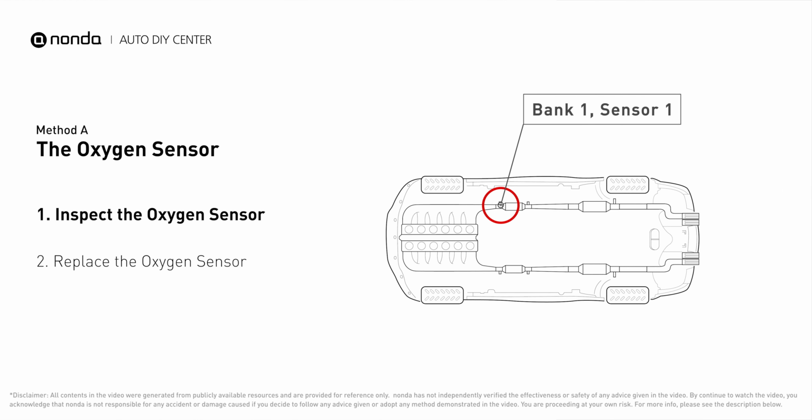This oxygen sensor is located right before the catalytic converter. Bank 1 is on the side with the cylinder number 1. Sensor number 1 is usually the one in the exhaust manifold.